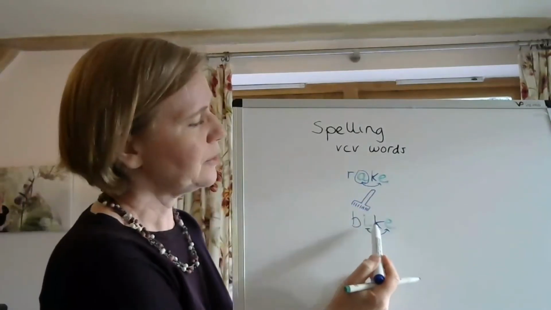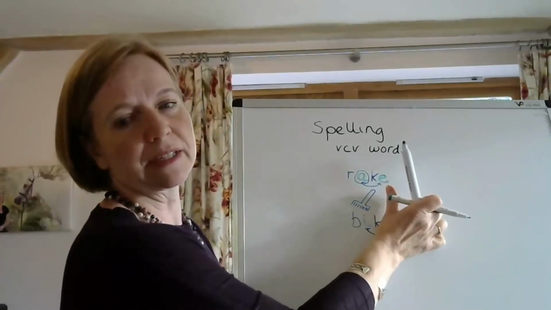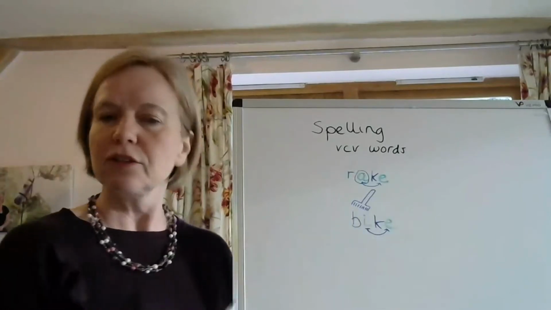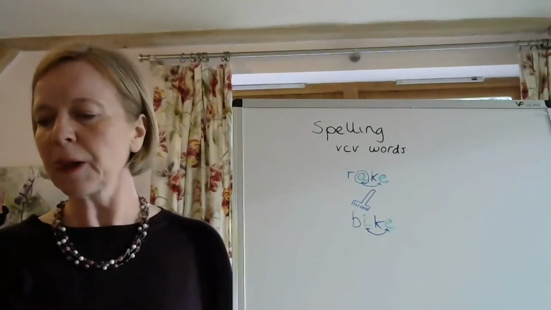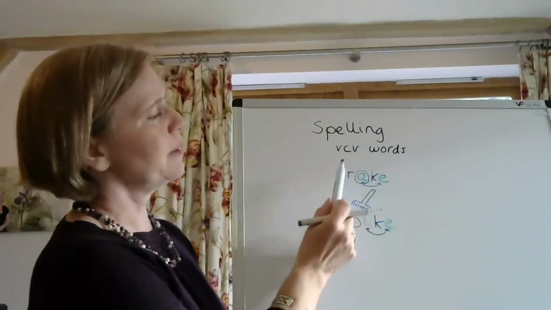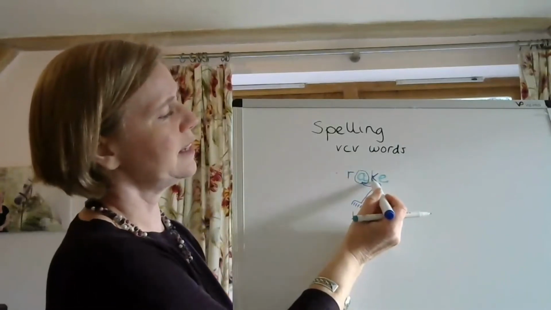Without a silent E, this would say bick. With it, it says bike, okay? But you need the two together. The two together make the one sound. So then we can say to ourselves, well, what sounds have we got at the end? So let's go back to looking at rake. What's our sound at the end? Well, our sound at the end is a k.